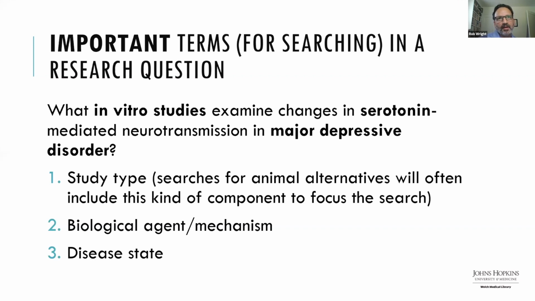And what typically happens in an animal alternative search, at least in my experience, is that there's a study type component of your search strategy. In this case, it would be in vitro studies, stressing the alternatives methodology. And in this case, we have also a biological agent mechanism term or theme or concept in serotonin, and then a disease state with major depressive disorder.